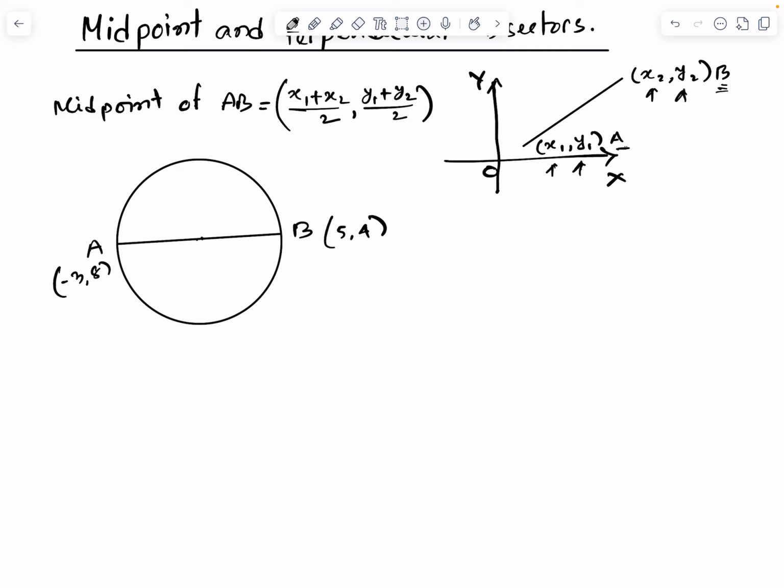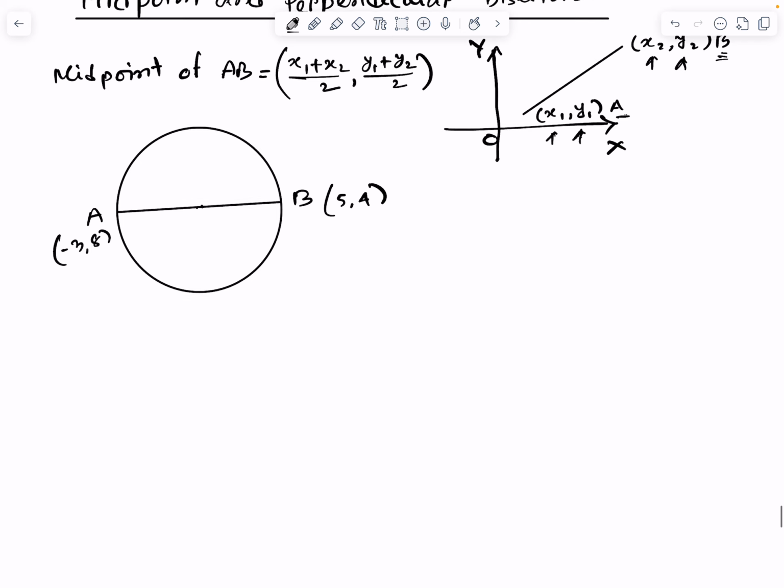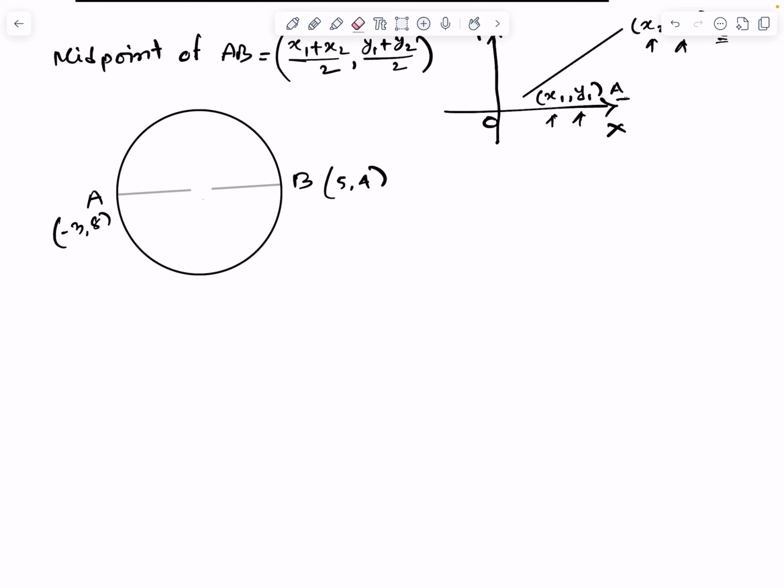Okay, so it's given the line segment AB is the diameter of a circle where A and B are -3, 8, and 5, 4 respectively. Find the coordinates of the center of the circle. So we know that the center of the circle is the midpoint of a diameter, right? So we have to find out the midpoint of AB. If we get the midpoint of AB, then we'll definitely get the center of the circle.